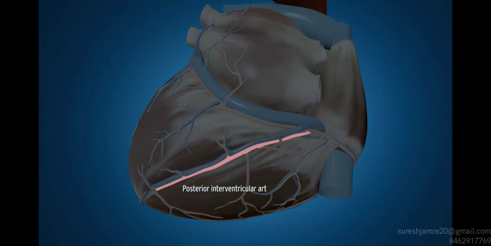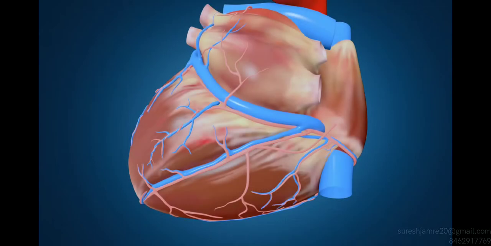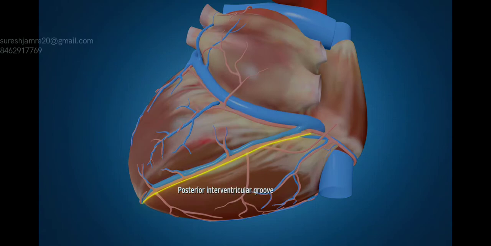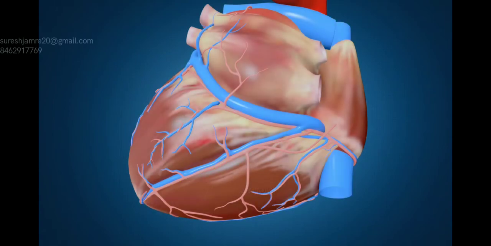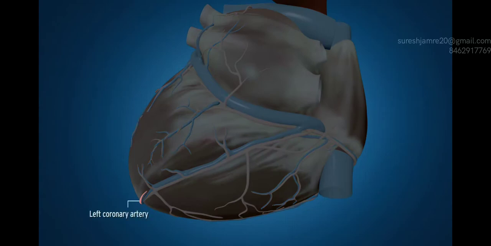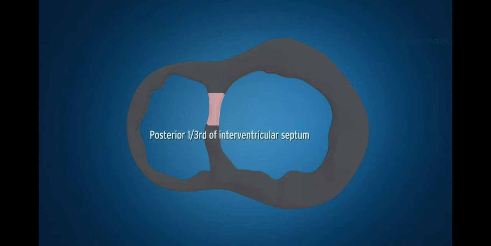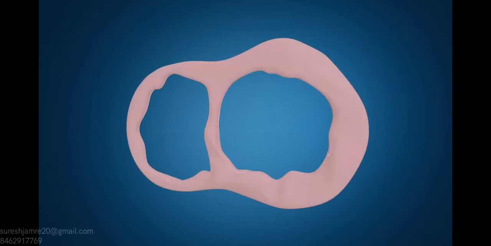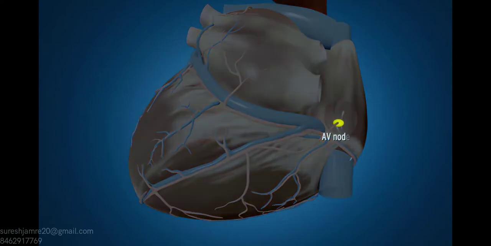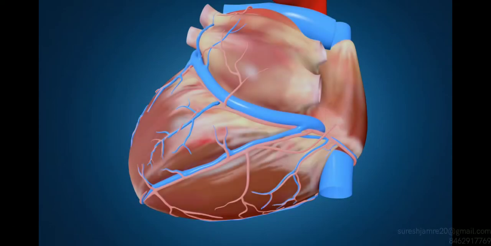Posterior interventricular artery. It arises close to the crux of the heart and runs in the posterior interventricular groove. Close to the apex, it terminates by anastomosing with the anterior interventricular branch of the left coronary artery. It gives septal branches to the posterior 1/3 of the interventricular septum. It also supplies the AV node by a circumflex branch. In 10% of cases, the posterior interventricular artery is a branch of the left coronary artery.